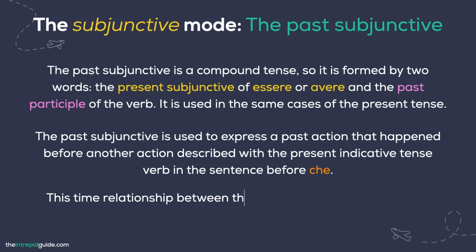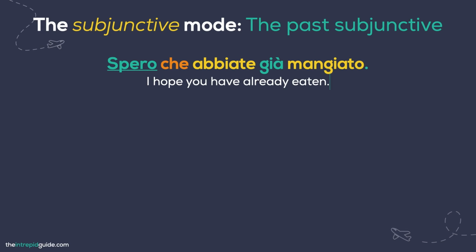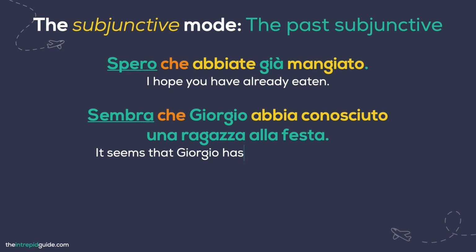This time relationship between the two verbs is called anteriority. Take a look at these examples. Spero che abbiate già mangiato. I hope you have already eaten. Sembra che Giorgio abbia conosciuto una ragazza alla festa. It seems that Giorgio has met a girl at the party.